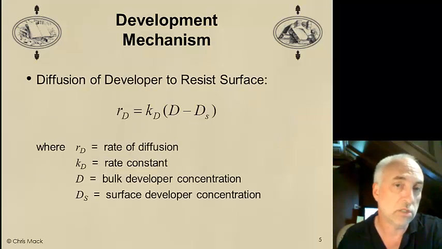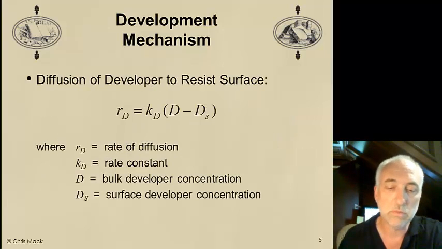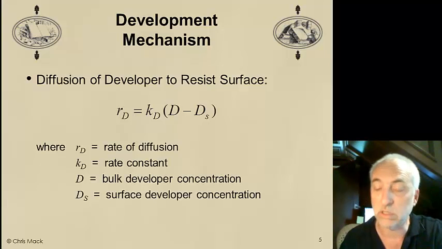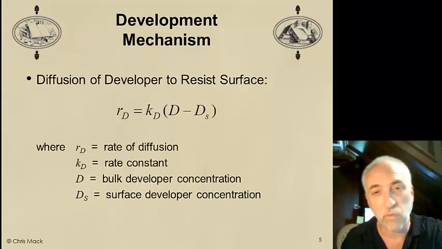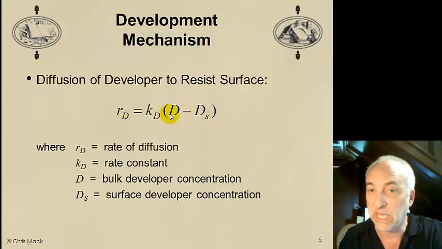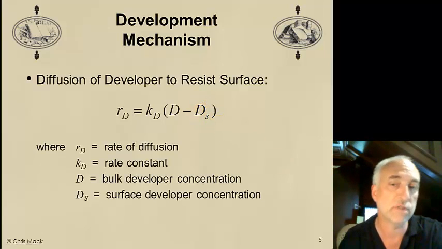So let's look at these two steps. First, diffusion of the developer to the resist surface. Fick's first law of diffusion can be approximated as a difference equation, just as we've done several times before. Therefore, the rate of diffusion of fresh developer to the surface will be proportional to the concentration difference. Here's the bulk developer D, and D sub S is the surface concentration of developer.